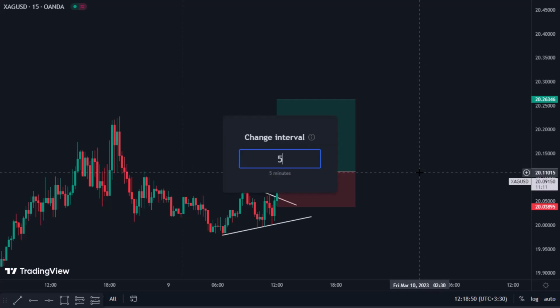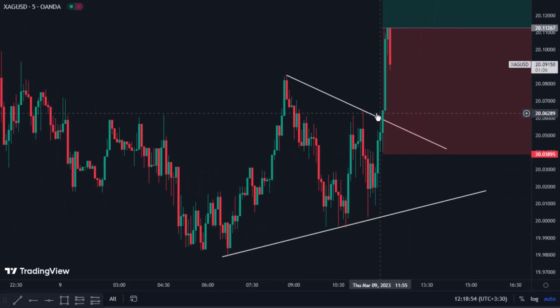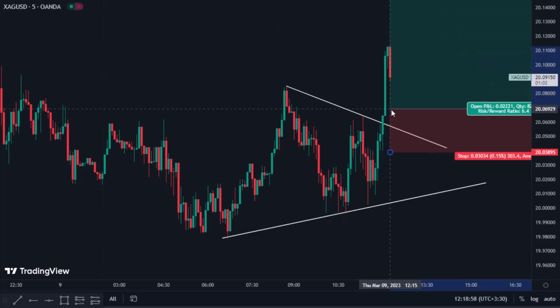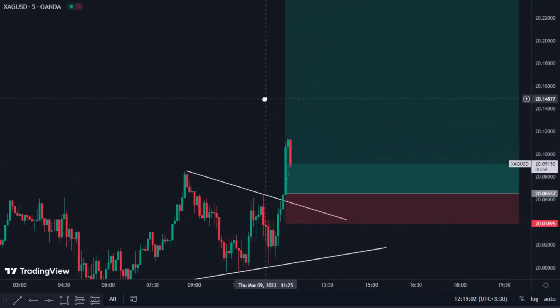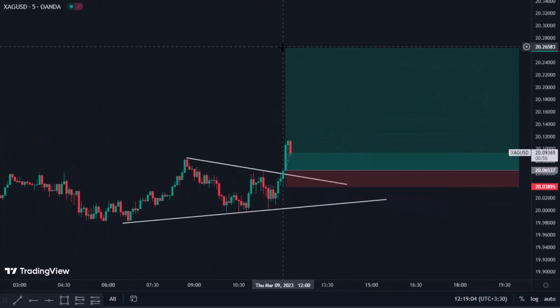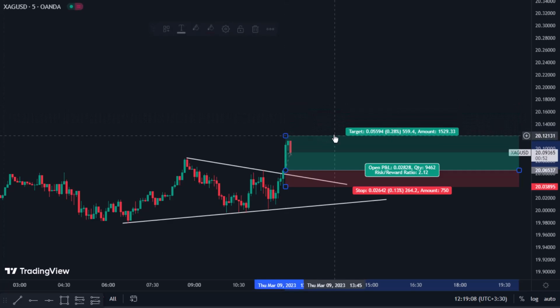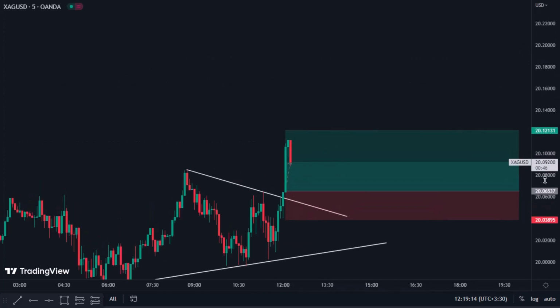On the 5-minute time frame, it is broken earlier. Okay, we could enter here and put our stop loss here. Let's see what's happening. Okay, and let me drag it here. It could give us RR2 earlier than 15-minute time frame.